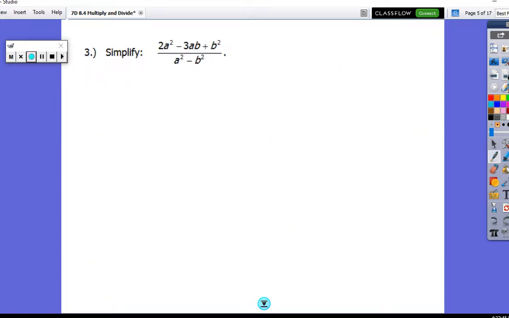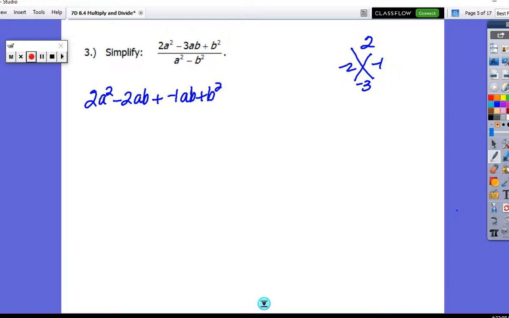All right, we're going to factor. So it multiplies to give you 2, but adds to give you negative 3. So what? Negative 2 and negative 1. All right, so let's factor that numerator, and then we'll factor the denominator. All right, so I'm going to rewrite my middle term to minus 2ab plus negative 1ab plus b squared. Group the first two, group the second two.